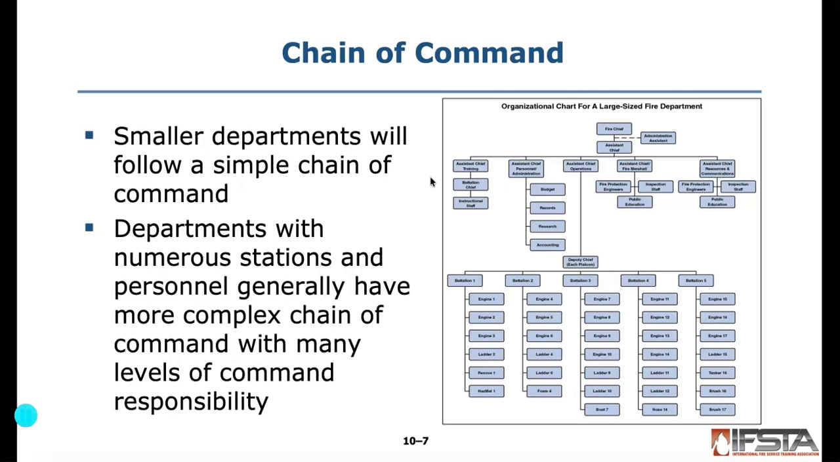The battalion chiefs, you have 1 battalion chief for each shift, which meant 3. So you had a fire chief, battalion chief, and then your station captains. Departments with numerous stations and personnel generally have a more complex chain of command with many different levels of command and responsibility.